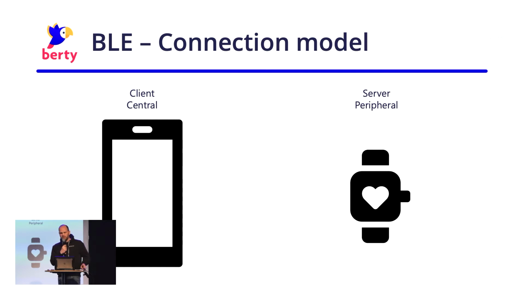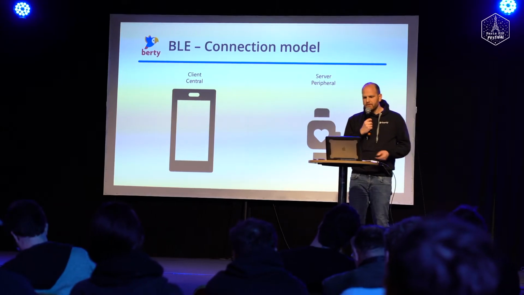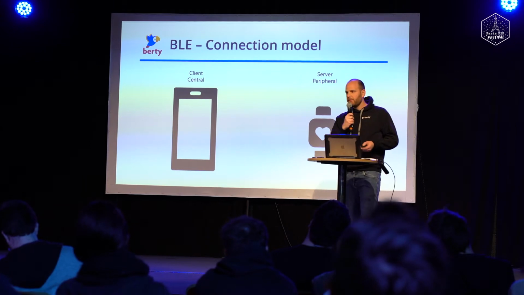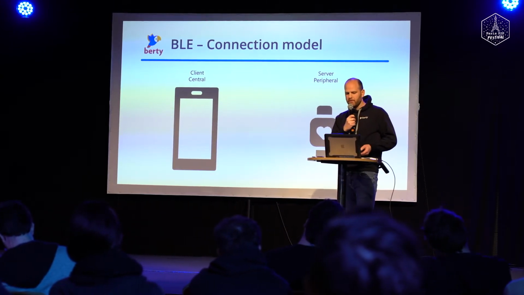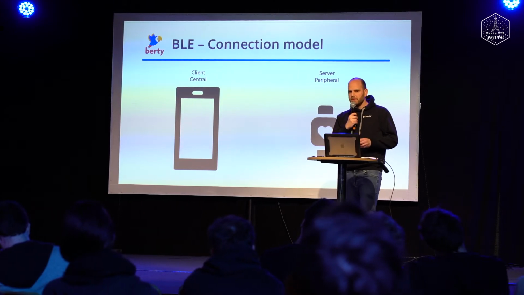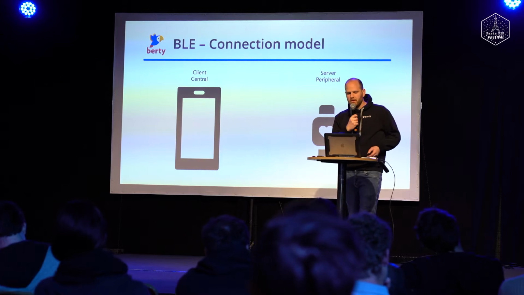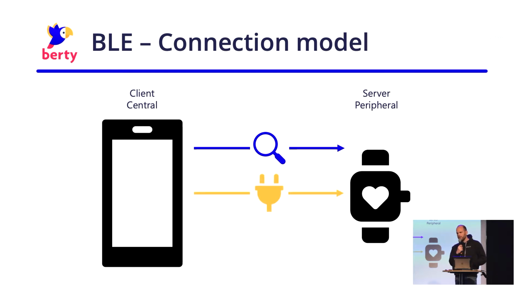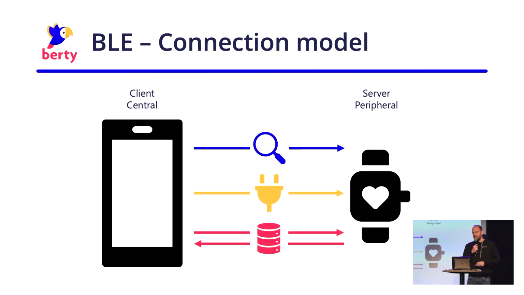So what is the connection model of Bluetooth Low Energy? It's a client-server model. It's a standard model. Often the server or peripheral device is a little device, like a smart device. Here it is a heart rate monitor. And the client or central device is a more sophisticated device, like a smartphone. It is the client that finds the server. After that, it will try to connect to it. And when the connection is done, it will start a data transfer.